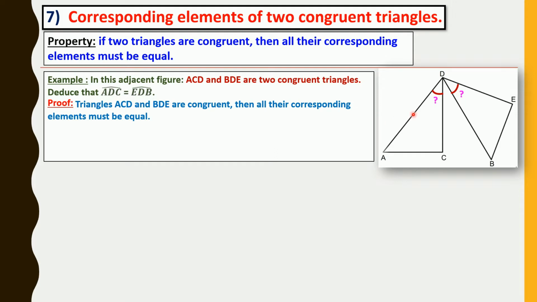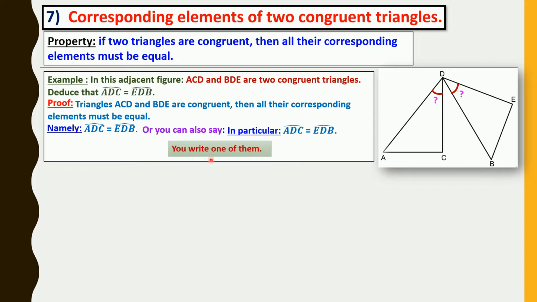Triangles ACD and BDE are congruent, then all their corresponding elements must be equal. But here I only name these two because I only need them to answer the question, namely ADC equals EDB. So we need to memorize this sentence because it's very important. Or you can also say, in particular, ADC equals EDB. You write one of them.